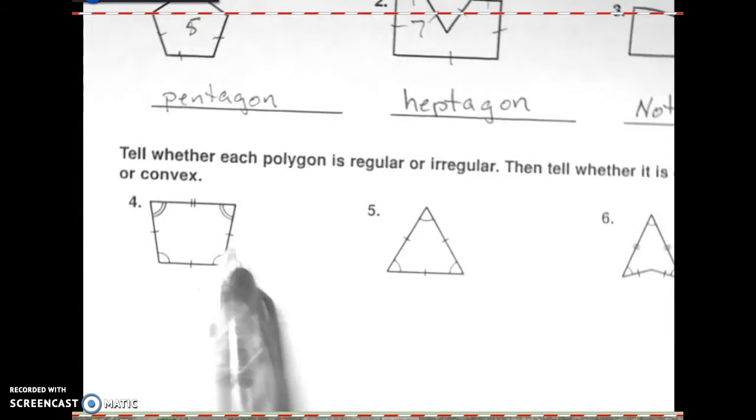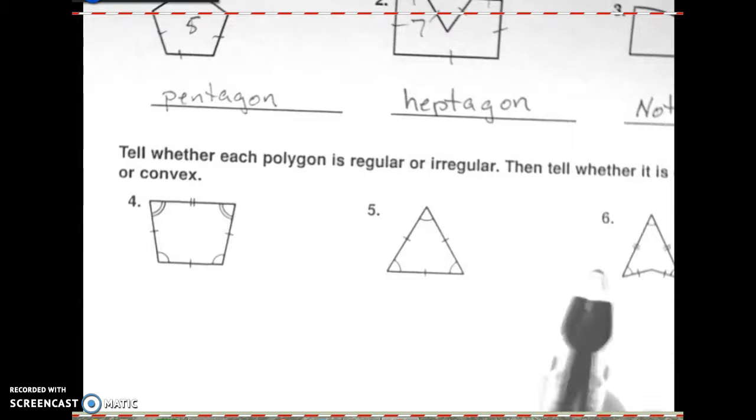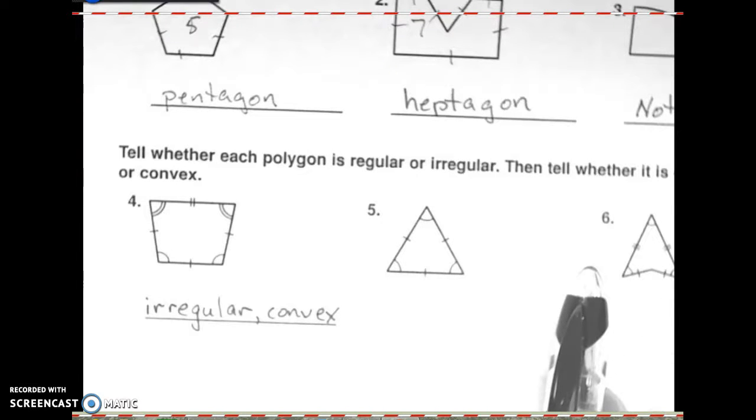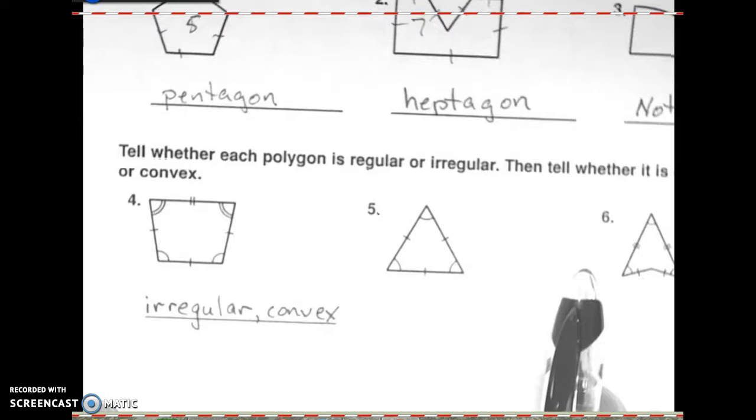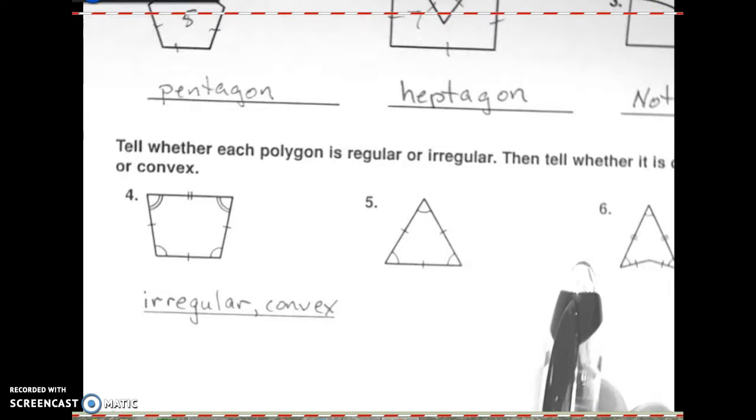Single tick marks on these 3 sides, double tick marks on those sides. So it's definitely irregular because it's got different lengths of sides. It also has different angles, so it's irregular. It is a convex polygon because it is normal looking.